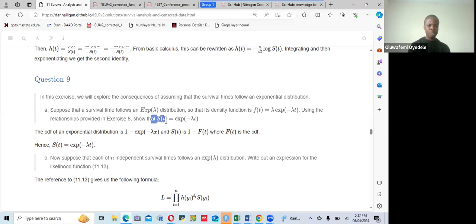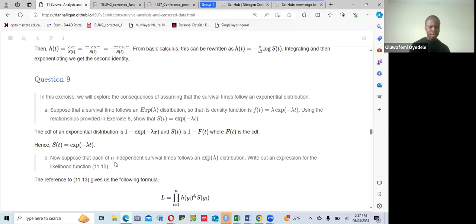we should show that S(t) equals exponential of minus lambda t. So here we see that the CDF, which is the cumulative distribution function of an exponential distribution, is 1 minus exponential of minus lambda x, and S(t) is 1 minus F(t), where F(t) is the CDF. Hence, S(t) equals exponential of minus lambda t. Okay, so now B.